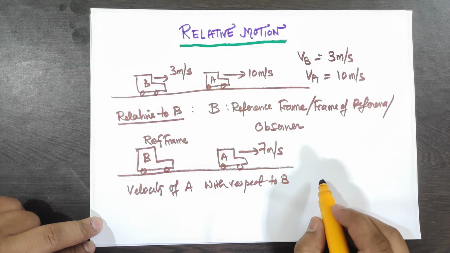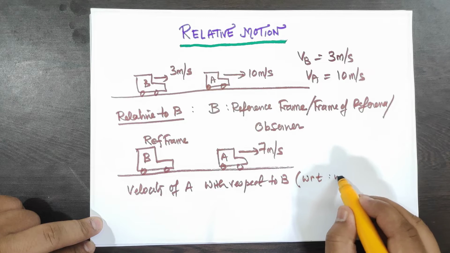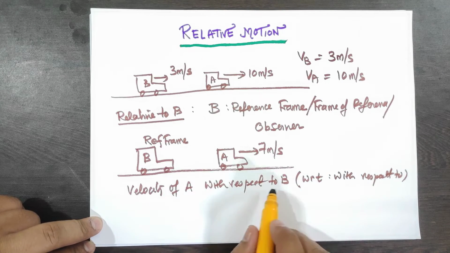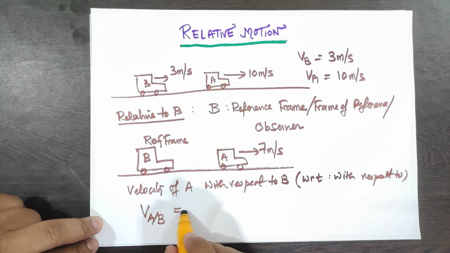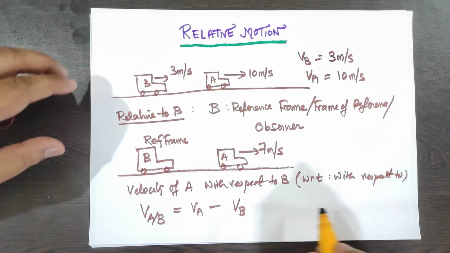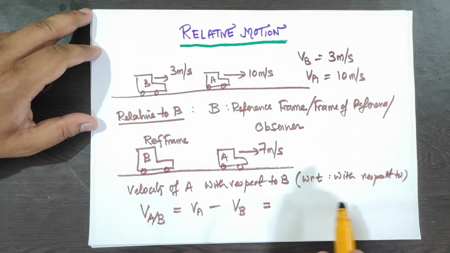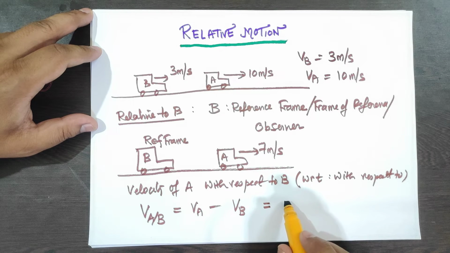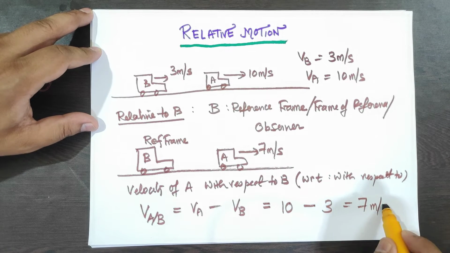velocity of A with respect to B. I can write WRT for with respect to. The velocity of A with respect to B is given as VA/B equal to VA minus VB. Here B is the reference, that is why it is with respect to B. Substituting VA as 10 and VB as 3, this becomes 7 meter per second.